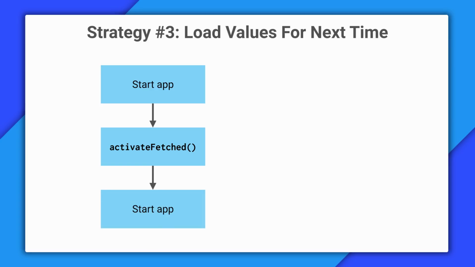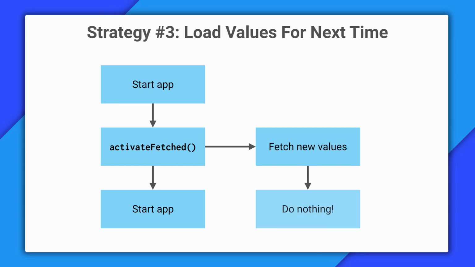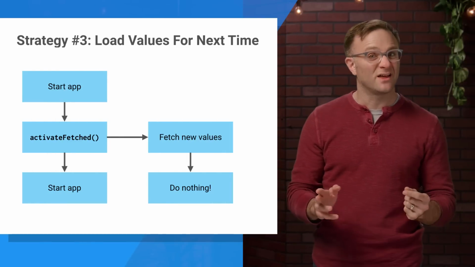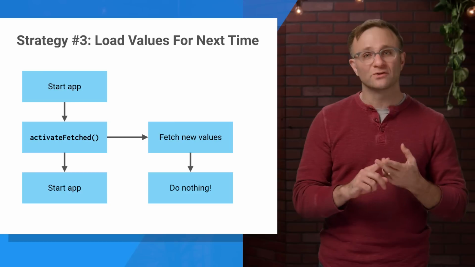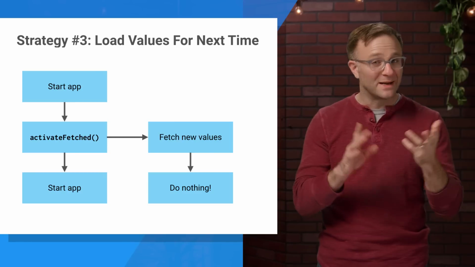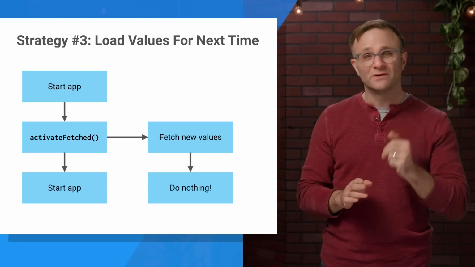Now in the meantime, you also kick off a call to fetch new values, and this happens asynchronously. And then in the completion handler, you do nothing. Your app will basically keep those downloaded values until you call activate fetched on them the next time you start your app. Now, I really like this approach because the user wait time is down to nothing, but it does mean your user will have to run your app a second time to see your latest remote config values. Now, in many situations, this is fine, but you will need to decide if this kind of trade-off is right for you.